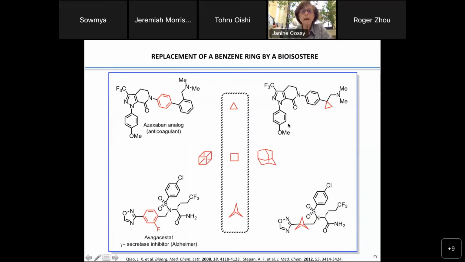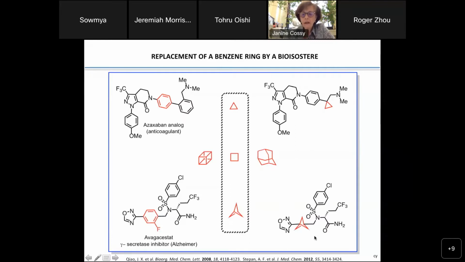But you have some other strain rings by which you can replace the phenyl ring, such as a cubane, a cyclobutane, adamantane, or this bicyclopentane. For example, for this compound, which is a gamma secretase inhibitor that can be used in Alzheimer's disease, if you replace this phenyl ring by this bicyclopentane, you can also increase the biological activity.